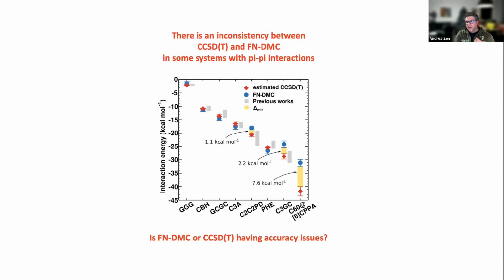Okay, going back then to how we can improve our estimation of the pi interaction and see if we should trust fixed-node DMC or coupled cluster more.